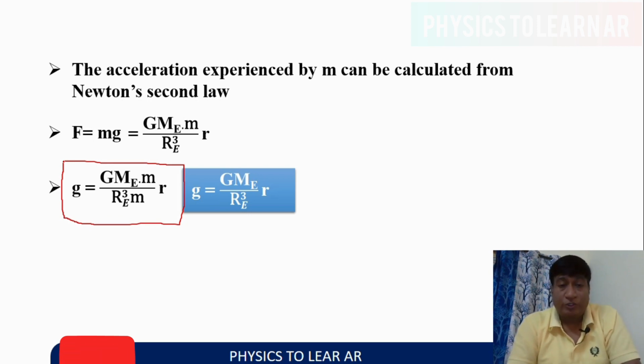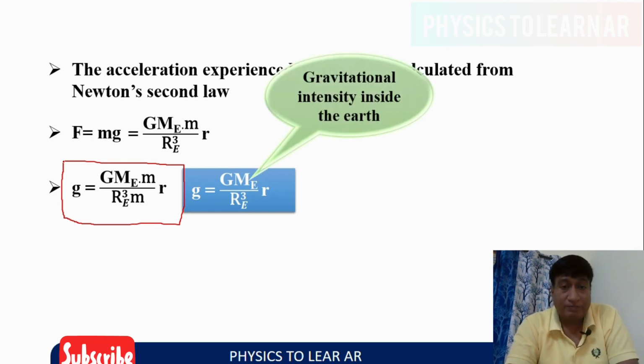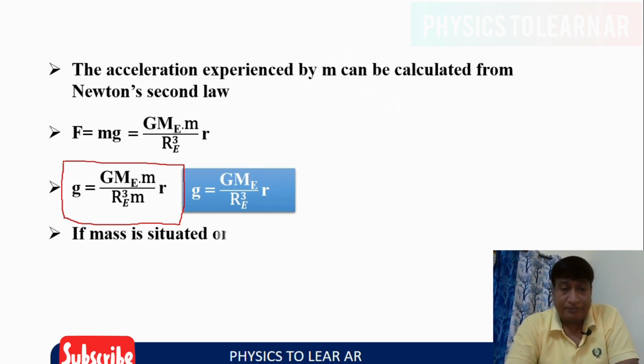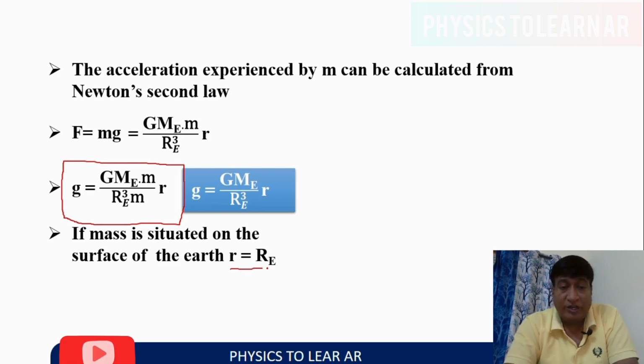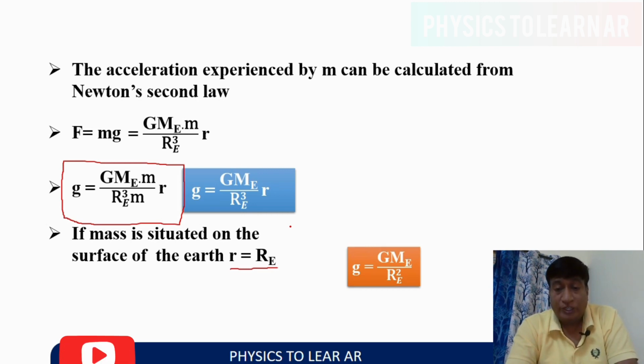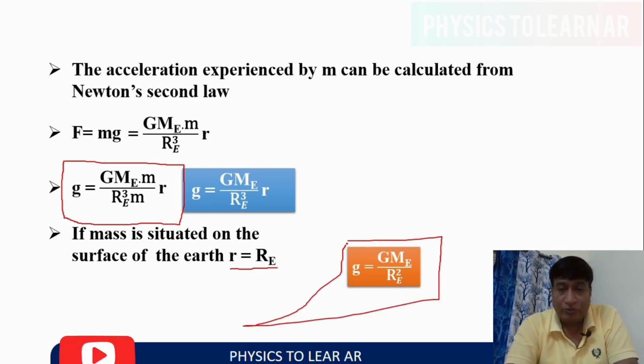This small g we are going to use whenever we are finding the g value, which can vary because of height, depth and rotation. Based on that concept, we will use this formula in further classes. So this gives the gravitational intensity inside the earth. If the mass is situated on the surface of the earth, then small r is equal to Re, so Re gets cancelled, and we get small g is equal to capital G into Me by Re square. This is one of the most important, and we will use it in further classes also.